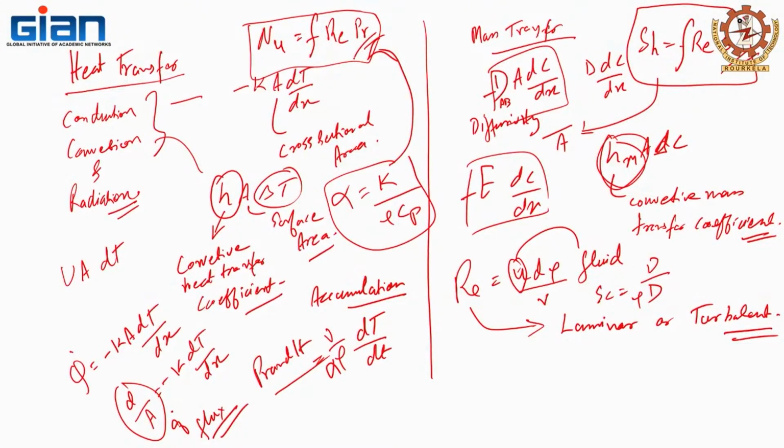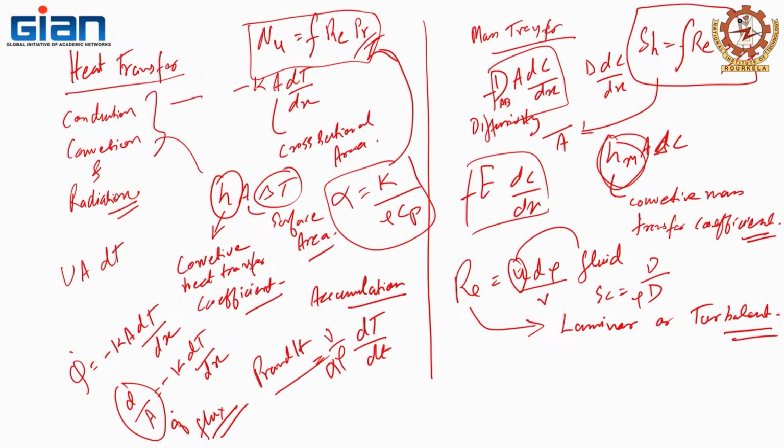Reynolds number provides you the fluid properties. That's why these two are very important, and we are going to use them when we get into the proper discussion of heat and mass transfer in the bioreactor. So I hope this basic refresh of your heat and mass transfer concepts is helpful later on.